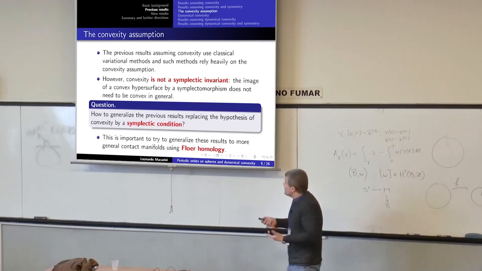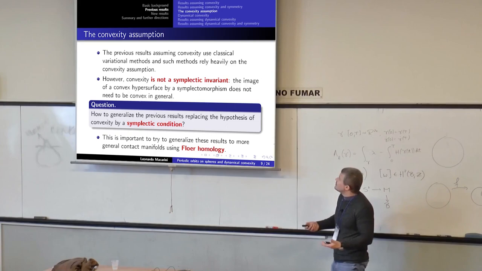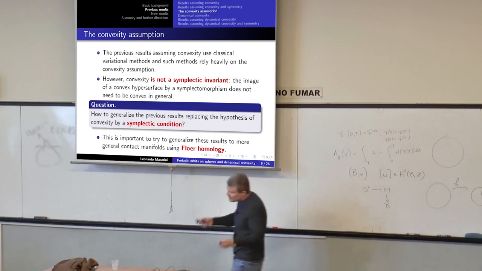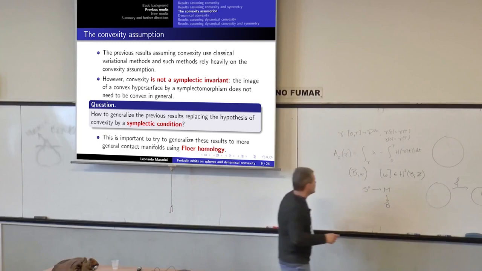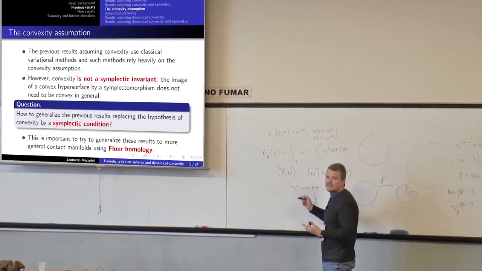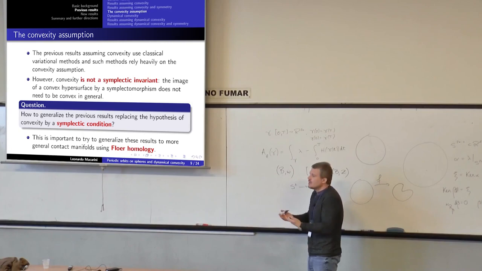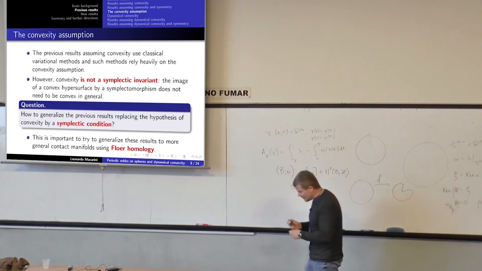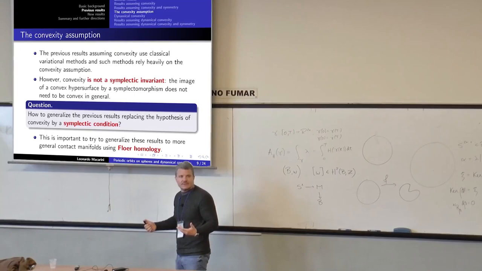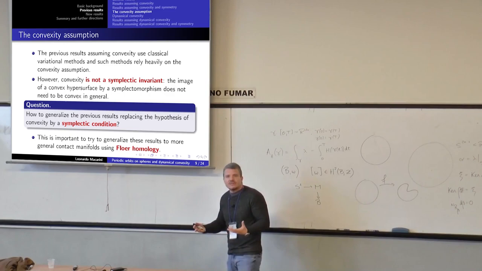And as I said, this is important to try to generalize these results to more general contact manifolds using Floer homology. What is Floer homology? I will not give details about Floer homology. I don't have time for this. But remember, this action functional is ill-behaved. Floer was the first one who showed how to construct a Morse homology for this action functional. He showed how to use Morse theory for this functional. So it works on general symplectic manifolds. So to get a symplectic condition is important if you want to generalize these results for more general contact manifolds, for more general Reeb flows.